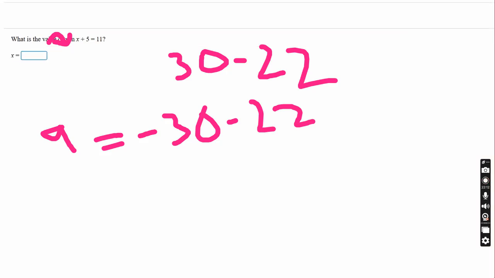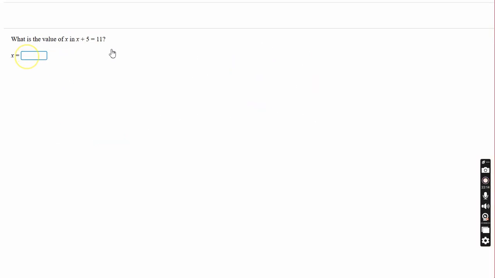Let's go to the next one. Now here, what will you do? You take x equals plus 5. You take it to the other side. 11 minus 5. 11 minus 5, what do you get? 6. And the larger number, which is 11, has a positive sign. So you just put 6 here. The next one.